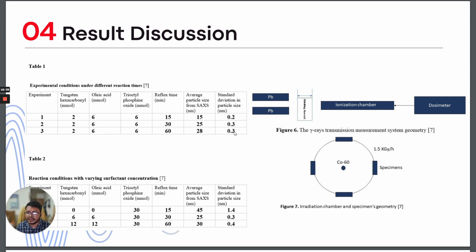In table 2, we can see reaction conditions with varying surfactant concentration. And here, the average particle sizes will be 45 nanometer, 25 nanometer, and 30 nanometer. The standard deviations in particle size will be 1.4, then 0.3, and 0.4. And the reflux times we get are 15, 30, and 60 minutes.